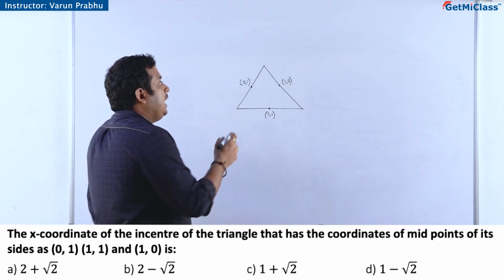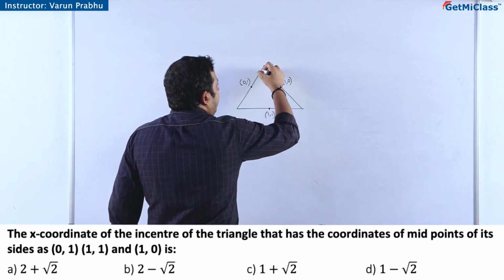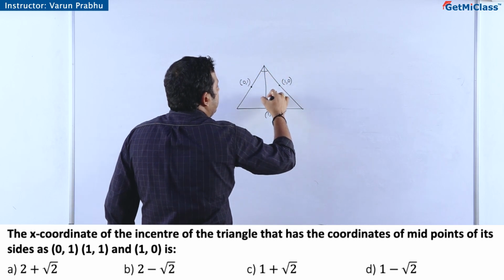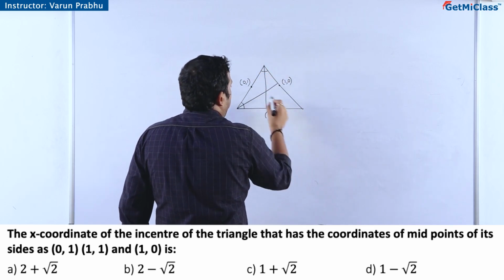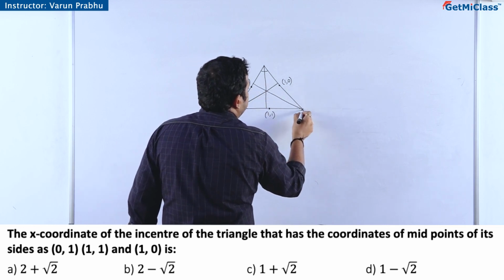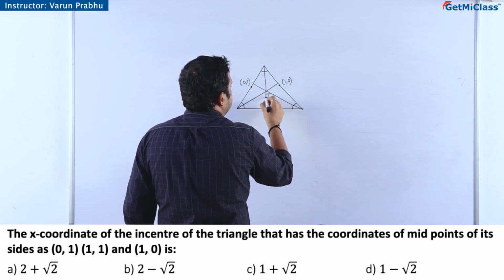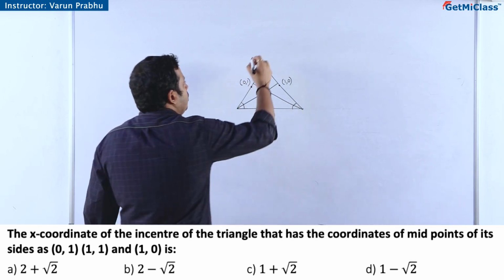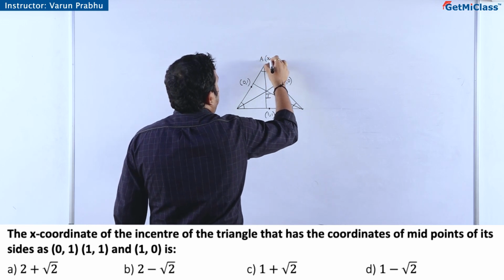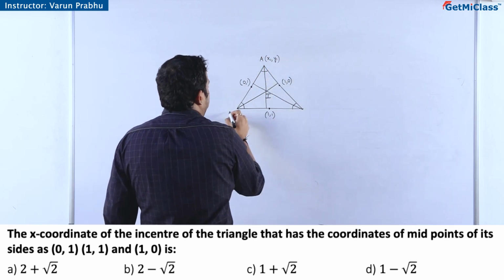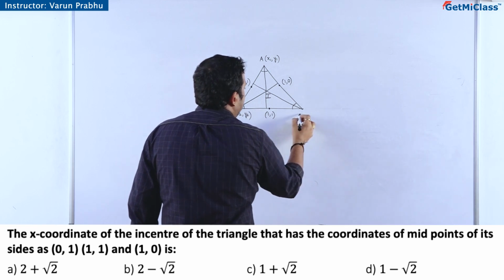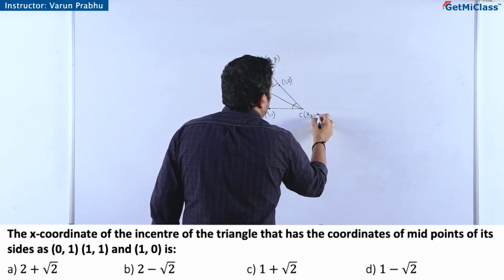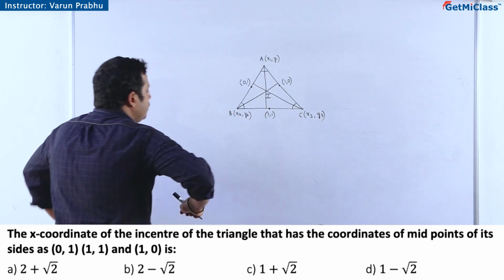What do you understand by incenter of the triangle? The point of intersection of the three internal angular bisectors of the triangle is called the incenter. Is it okay? The common point of intersection of the three angular bisectors is called the incenter. So let me consider this point as A (x1, y1), this point as B (x2, y2), and this point as C (x3, y3). Correct or not?